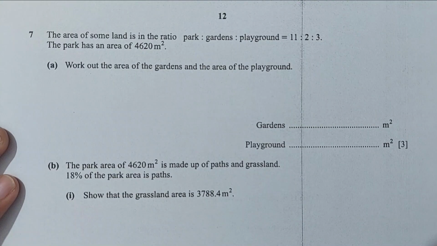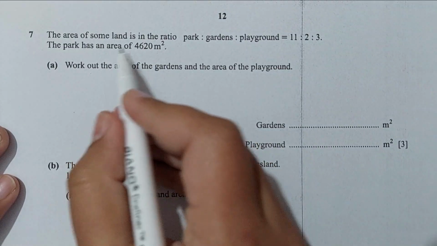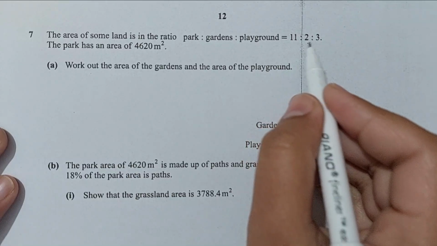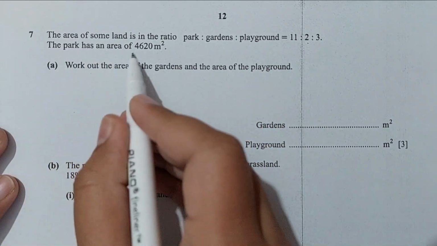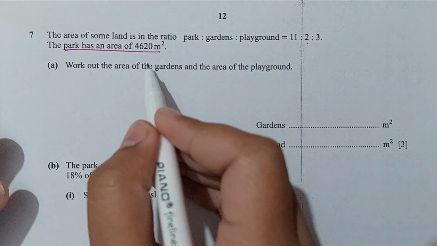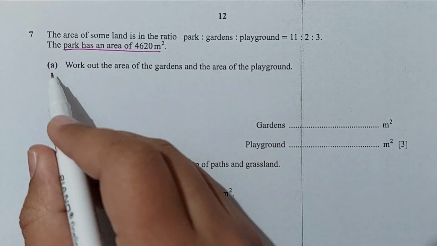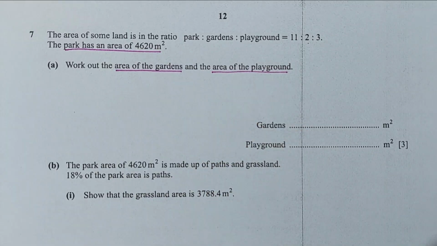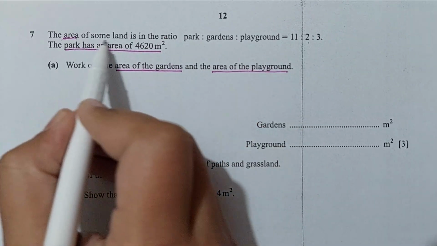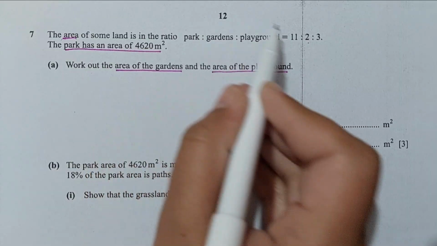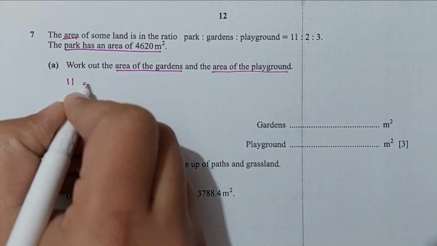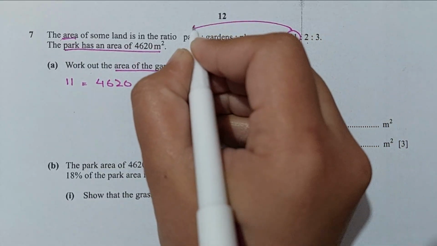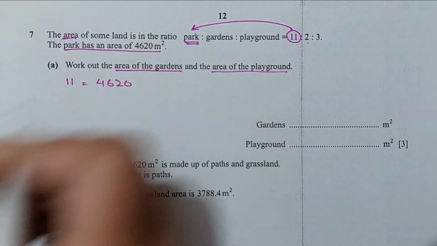All right. Question number 7. The area of some land is in the ratio parks, gardens, and playground is 11, 2, and 3. The park has an area of 4,620 meters square. Part A, work out the area of the gardens and the area of the playground. Okay, the area of park is in the ratio of 11 and its area is 4620, meaning 11 is for the park and it represents this much area.